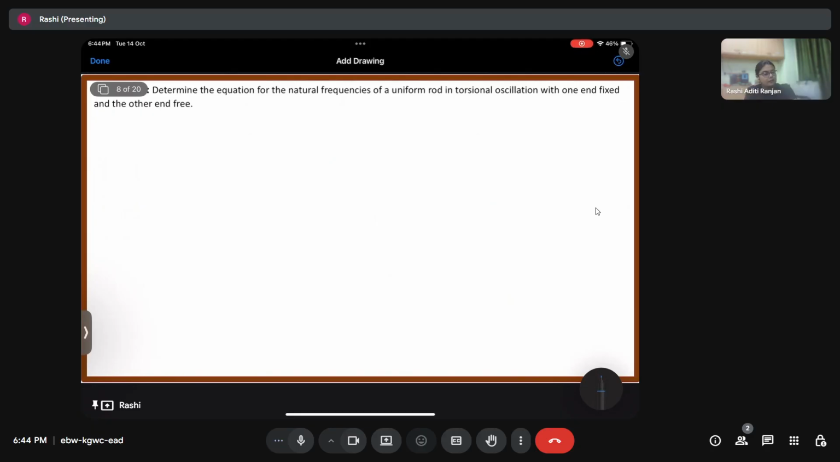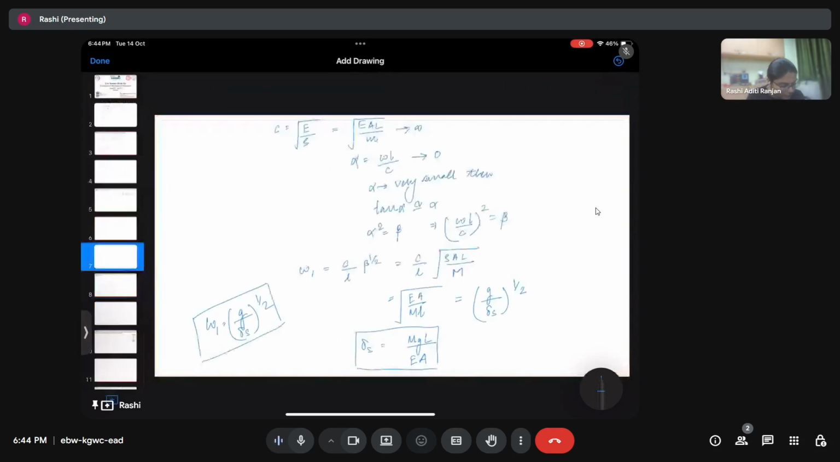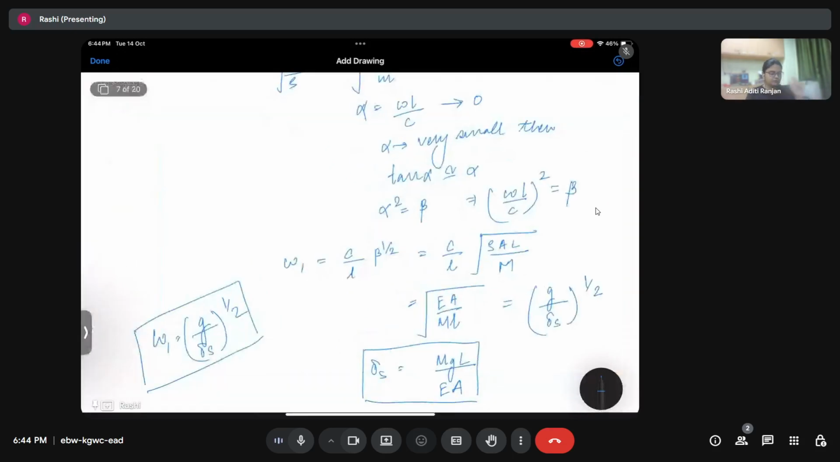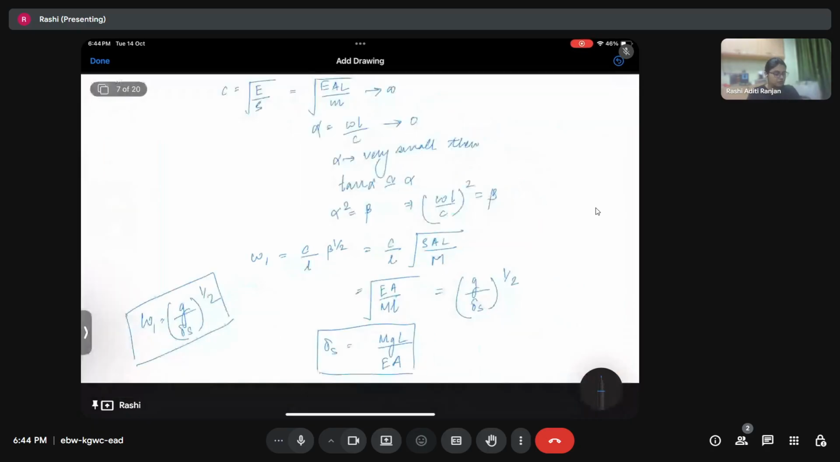Now, determine the equation for the natural frequencies of a uniform rod in torsional oscillation with one end fixed and the other end free. Anyways, in the previous question, I would like to give a certain comparison. Do you remember, for a spring mass system?